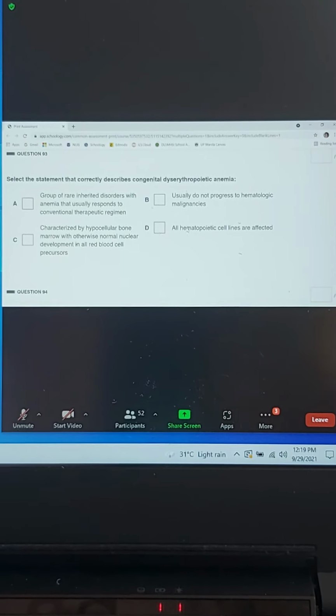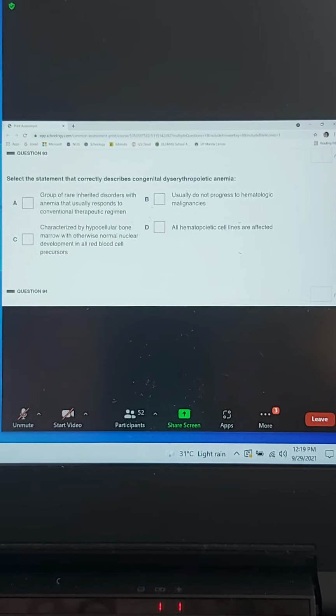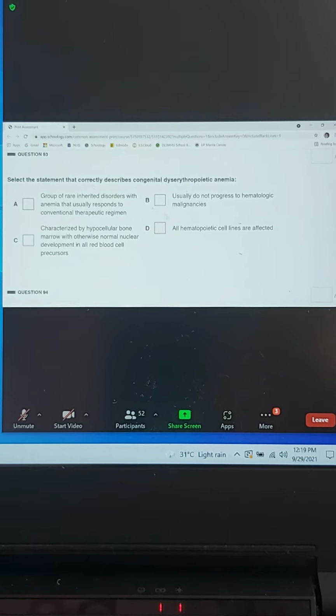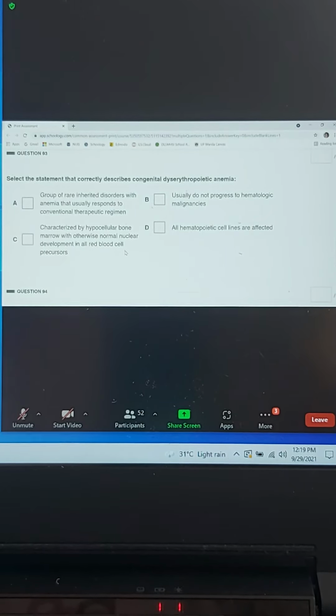Letter C and D, they're also incorrect. Kasi sa CDA, erythrocytes or erythrocytic series lang ang affected, while your granulocytes, your monocytes, and lymphocytes are not affected. This is also characterized by hypercellular bone marrow. Kaya, mali si C.